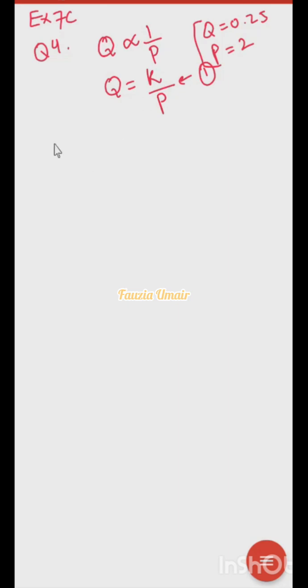So we will say, because the first thing we have to do is make an equation connecting p and q. That means we need to put the value of k in this equation. So first we have to find the value of k. To find out the value of k, we will use these given values.